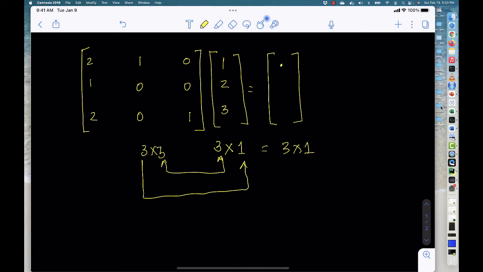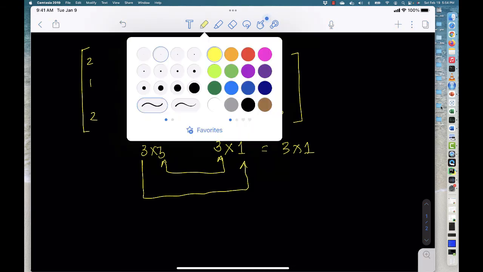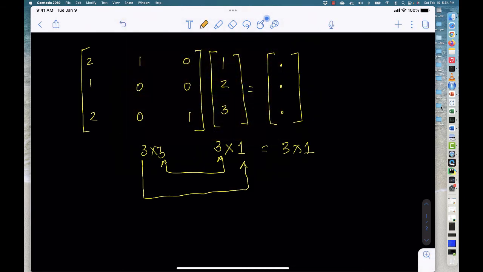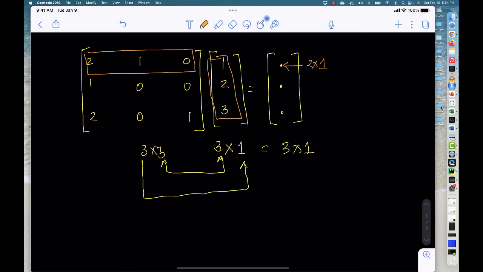And each one of these values will have a specific way that you would compute. Usually people say you take the first row and multiply it with the first column and add those individual values and put that value here. So for example, in this particular case, it would be 2 times 1 plus 1 times 2 plus 0 times 3, and the value would be 4.